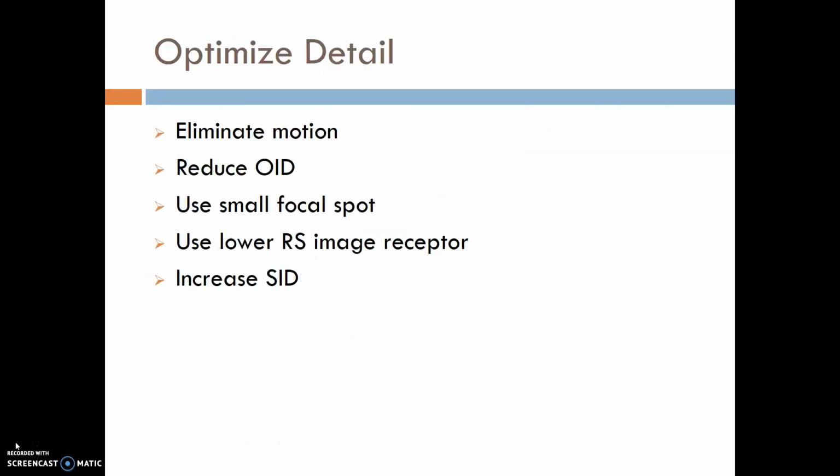In order to optimize detail, we need to eliminate motion, reduce OID as much as possible, use the smallest focal spot, use lower relative speed image receptor, and increase SID.